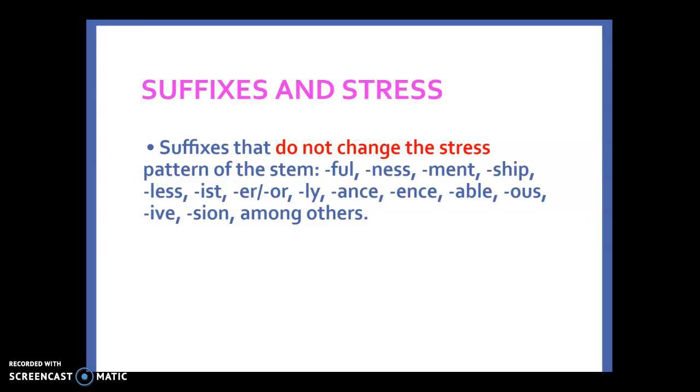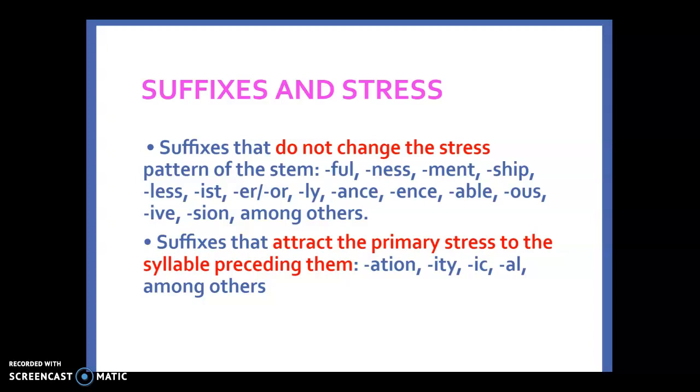Relate, relationship. The stress pattern of the root is the same. Here you have some examples, among others. There are many suffixes that do not change the stress pattern of the root. There's another group of suffixes that attract the primary stress to the syllable preceding the suffix.